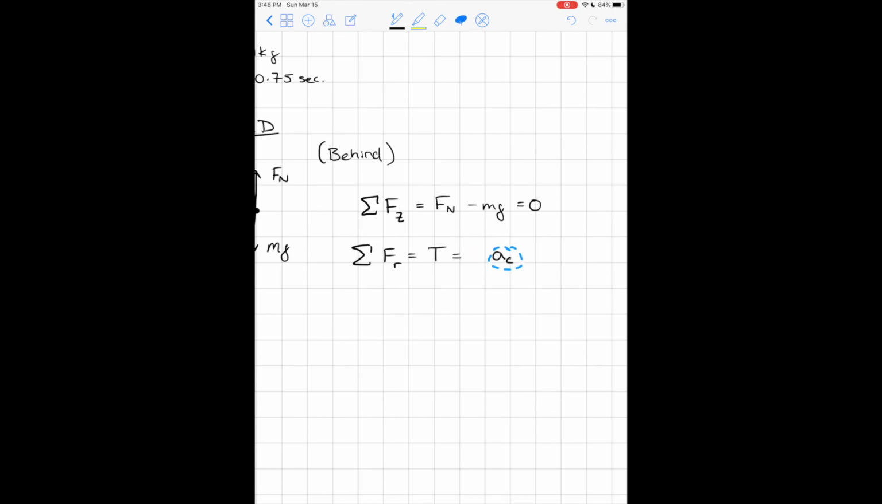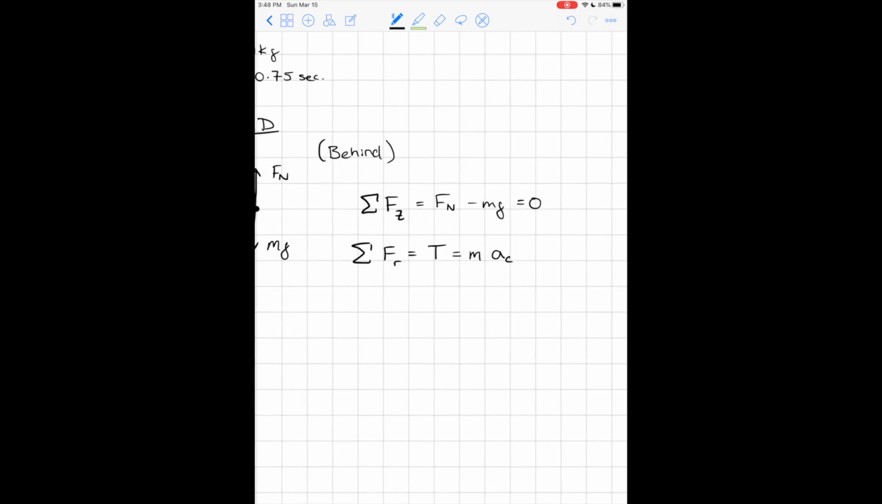I'm not going to say radial acceleration per se, because our radial forces are always going to give us our centripetal acceleration. And we know from last time that we can also write that as something else. I can write that as mv squared over r, where v squared over r is our centripetal acceleration.